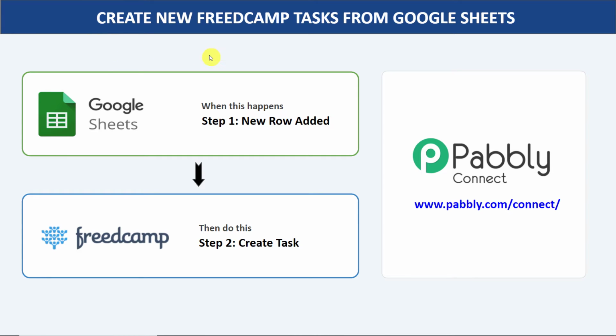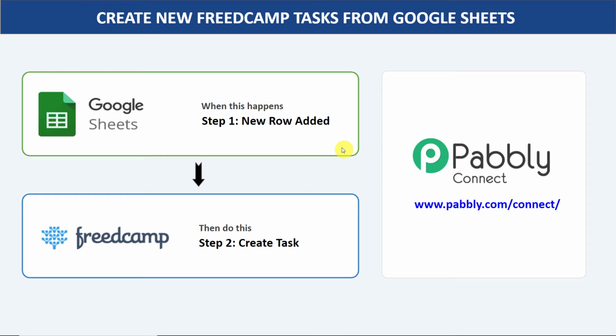Hello everyone, so in this video we will learn how to automatically create new FreeCam tasks directly from Google Sheets. So the idea is that if I enter some details into my Google Sheet, a new task will be automatically created in FreeCam. But the issue here is there is no direct connection between Google Sheets and FreeCam. So that is why I will be using an integration and automation software called Pabbly Connect that integrates Google Sheets and FreeCam. The best part here is a person without any technical background can perform this integration easily.